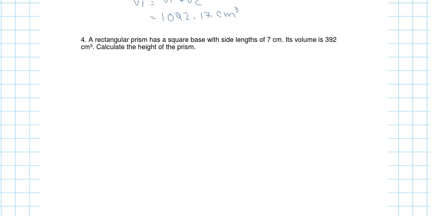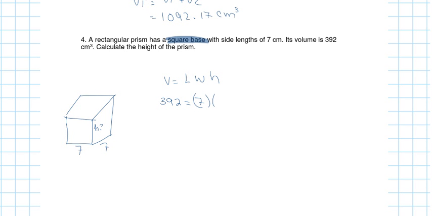Remember that it says a square base? When it says a square base, that means both of your sides at the bottom are the same. So when you're drawing your cube, this is 7 and this is 7. That's what it means by square base. And then you're looking for your height. My volume is length times width times height, but my length and width are exactly the same. So the volume is 392 equals 7 times 7 times the height.